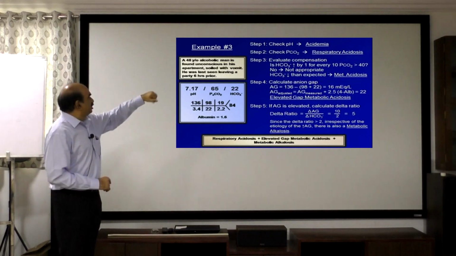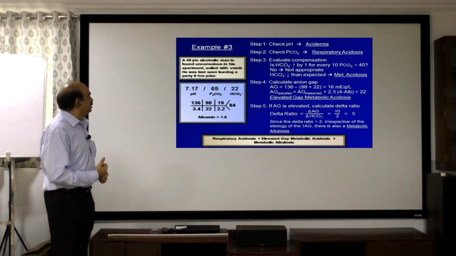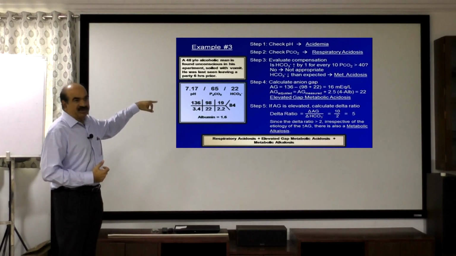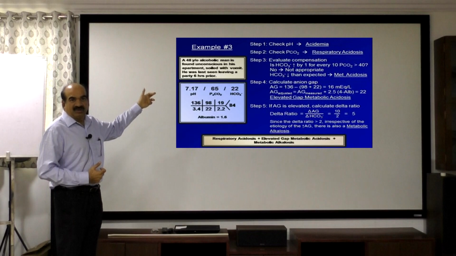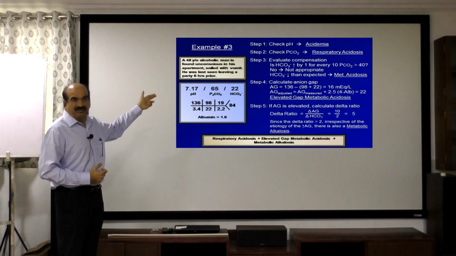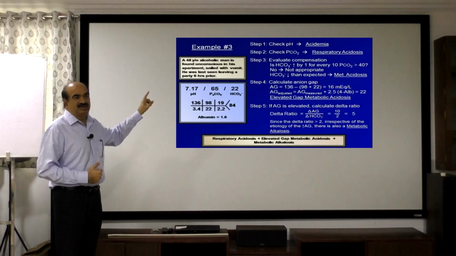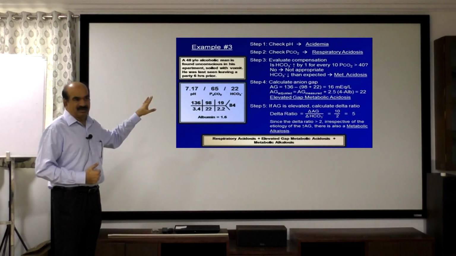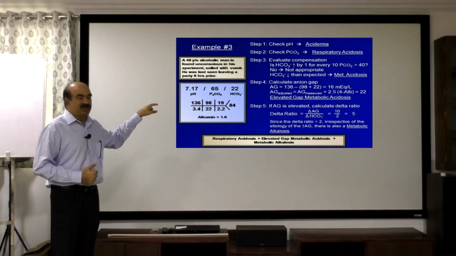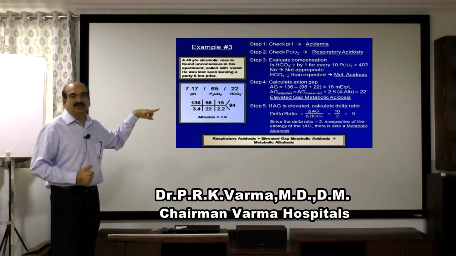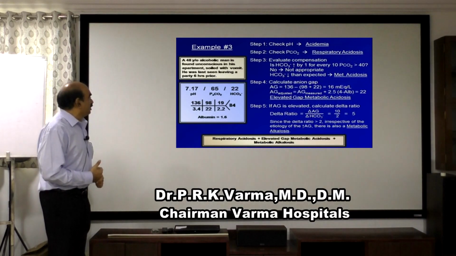Okay. The respiratory acidosis, how much bicarb do we expect? Carbon dioxide increases from 40 to 65. So there is a 25 increase, which means we expect a 2.5 increase. From 24, bicarb should increase to 26.5. Okay, we expect bicarb to be 26.5, but here bicarb is 22. So there is additional metabolic acidosis.